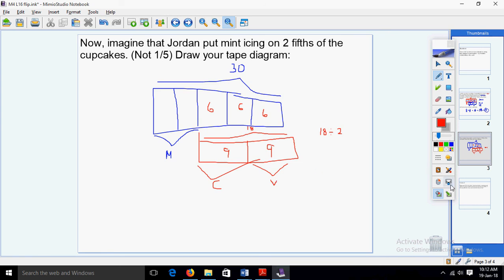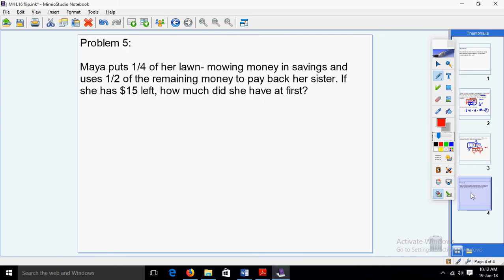We're going to go ahead and move on to our last problem. This one is different, very different. So please make sure and pay attention because you'll have to solve these in class with us. So Maya puts 1/4 of her lawn mowing money in savings and uses half of the remaining money to pay back her sister. If she has $15 left, how much did she have at first?